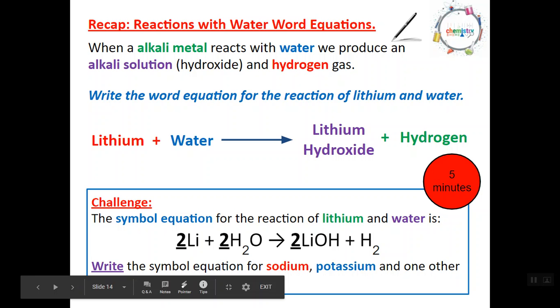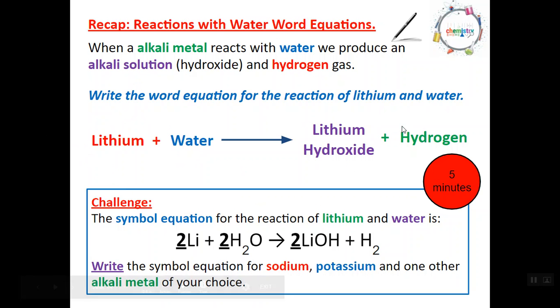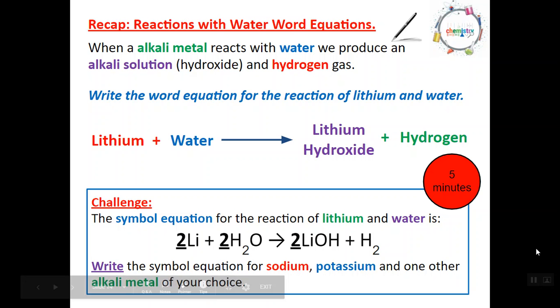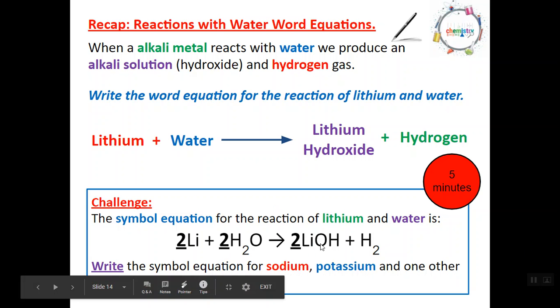Then you are going to look at the reaction that happens. All the reactions of the alkali metals and water make the same thing. They make a hydroxide and you always get hydrogen gas. So you should be able to write the similar equation for sodium, potassium and one other alkali metal of your choice. You might even be able to do a symbol equation.